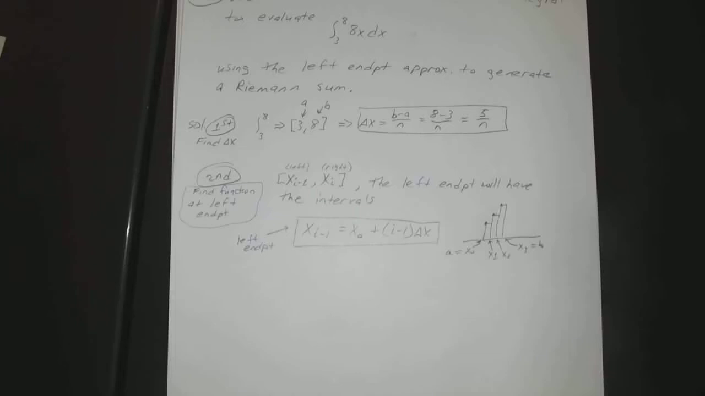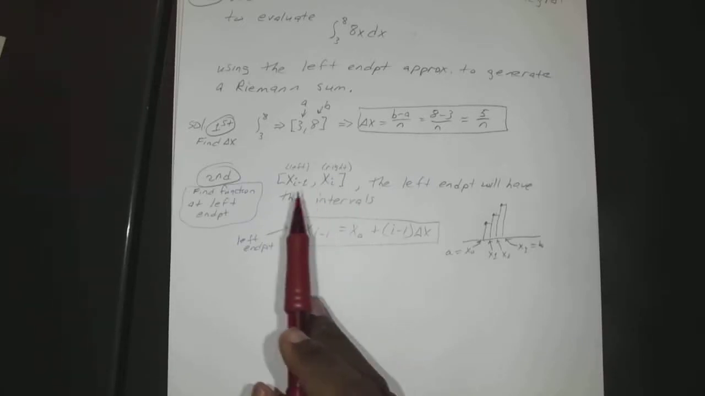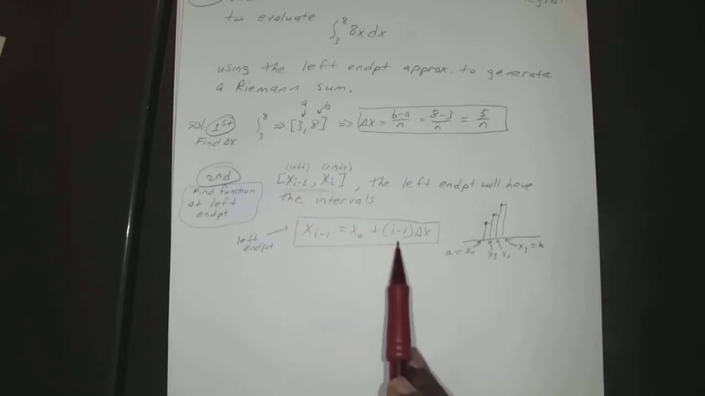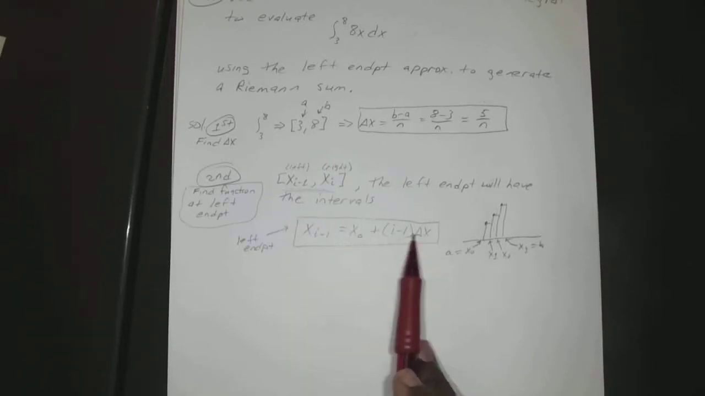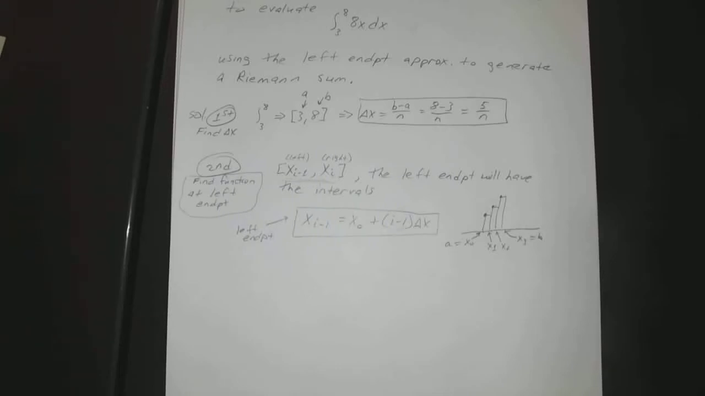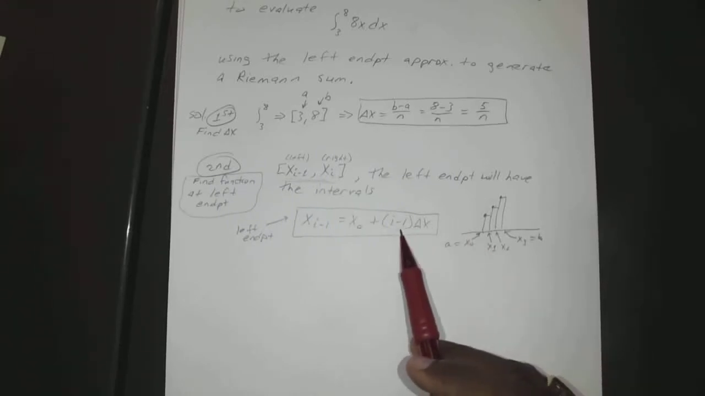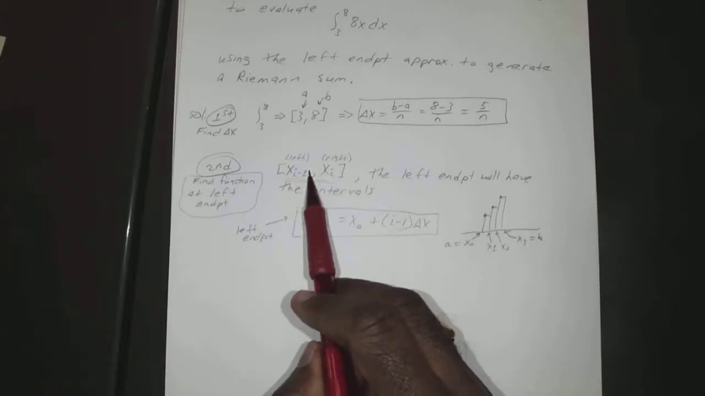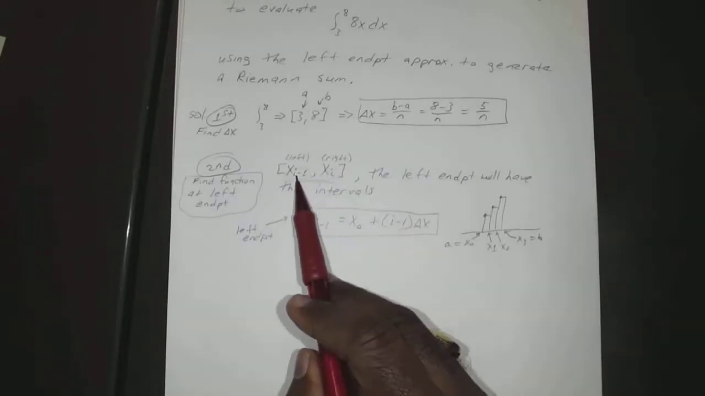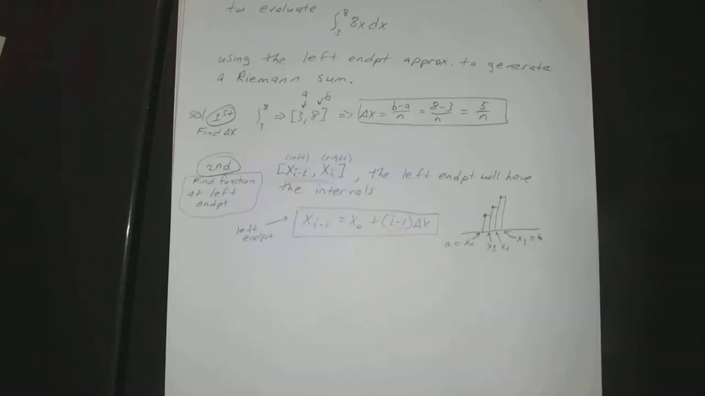Just to remember the formula, the left is going to have i minus 1 times delta x, and the right is just going to have i times delta x. So you just replace i with a sub of x? Yep, you replace the i here with whatever your sub is there. If you're looking for the right, i is just going to stay as i. But if you're looking for the left, that i is going to be i minus 1.